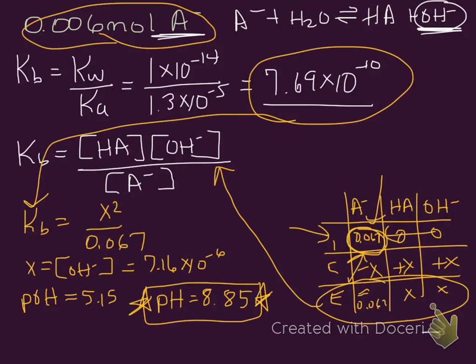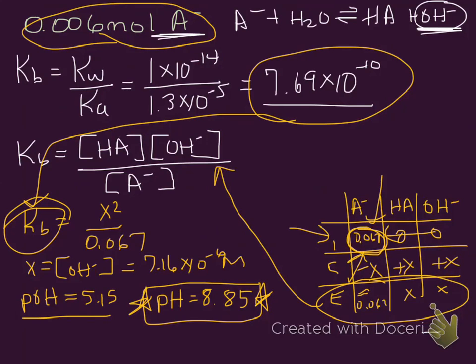All right, so since this is the KB value, we're going to solve for the concentration of OH. We solve for X, and we get this value here, and we take the negative log, that'll give us pOH, and we subtract from 14 to get 8.85. We know it has to be above 7 because we have a conjugate base.